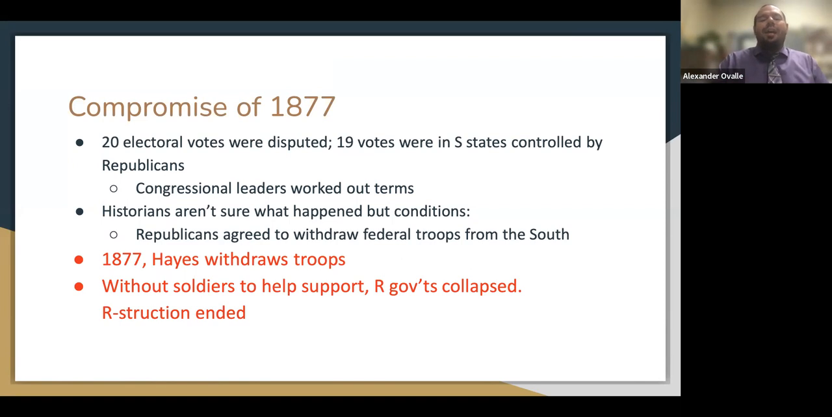So without soldiers to help, Republican governments will collapse in the South, and Reconstruction sadly ends. So for 12 years, it only lasted 12 years.